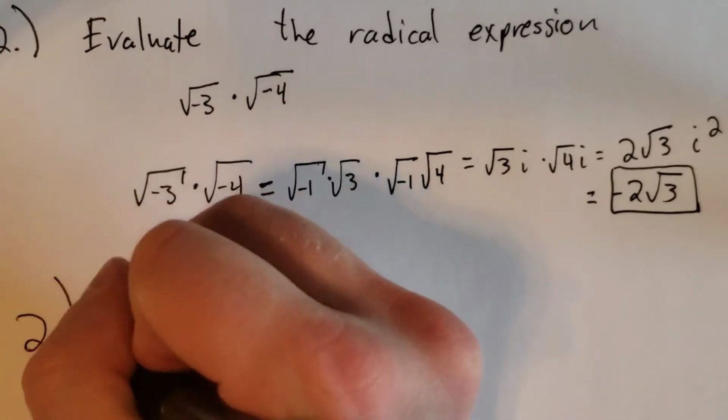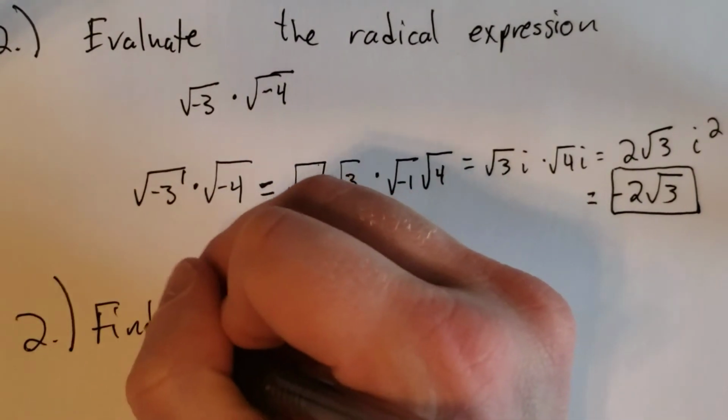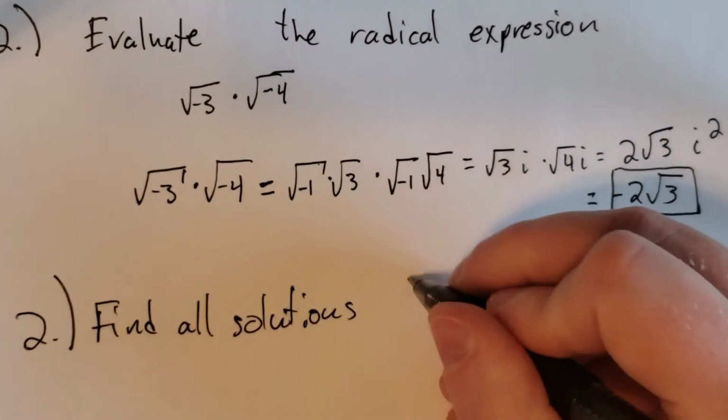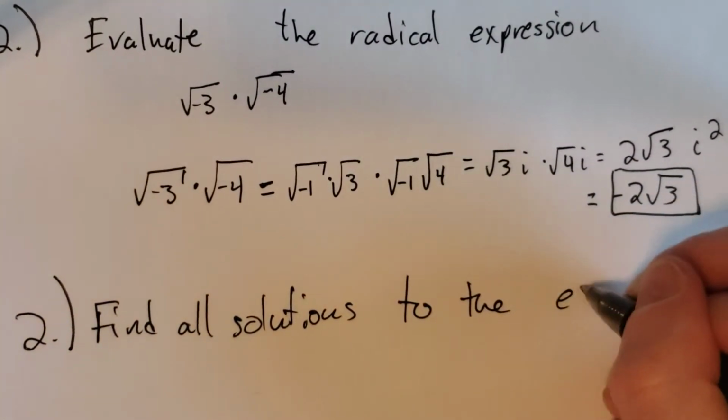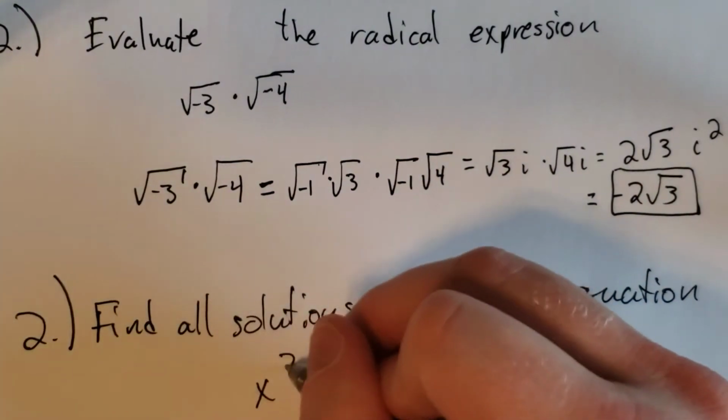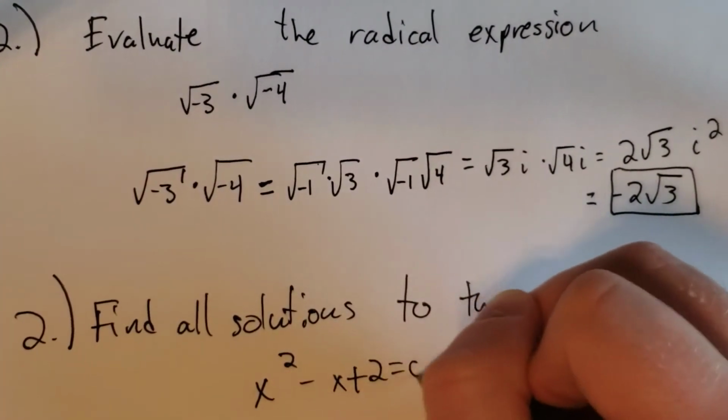That was pretty easy. We're going to have another one here. Find all solutions to the equation x squared minus x plus 2 is equal to 0.